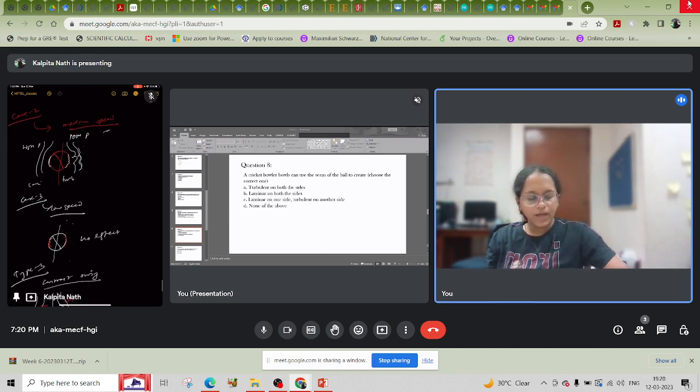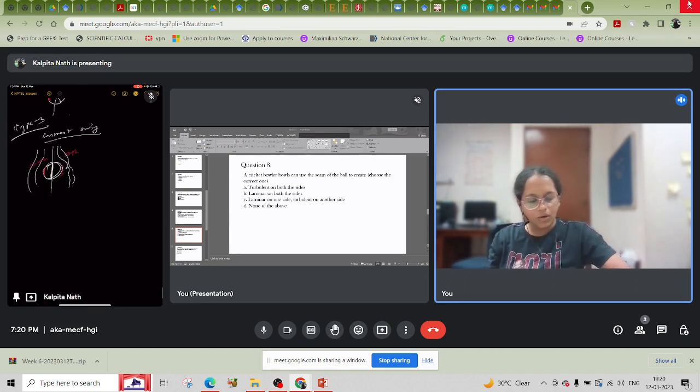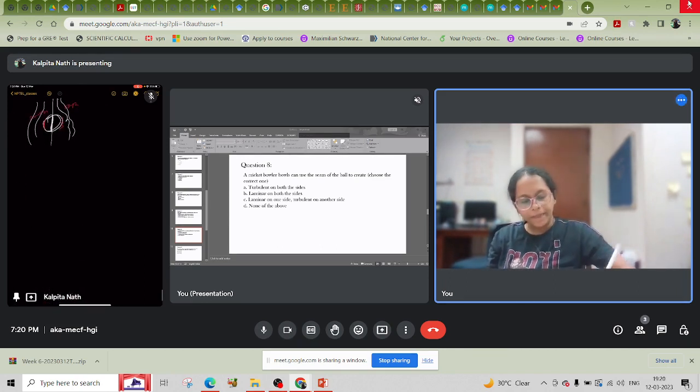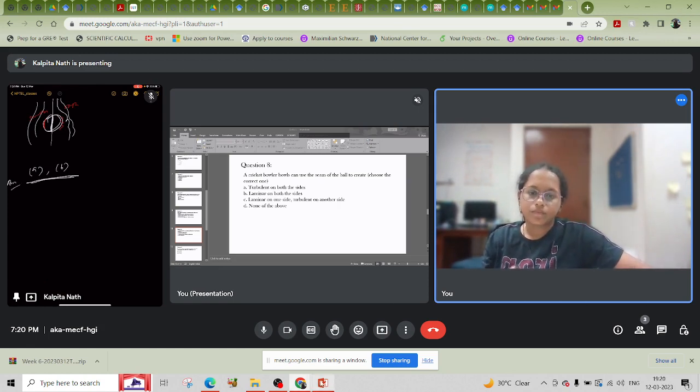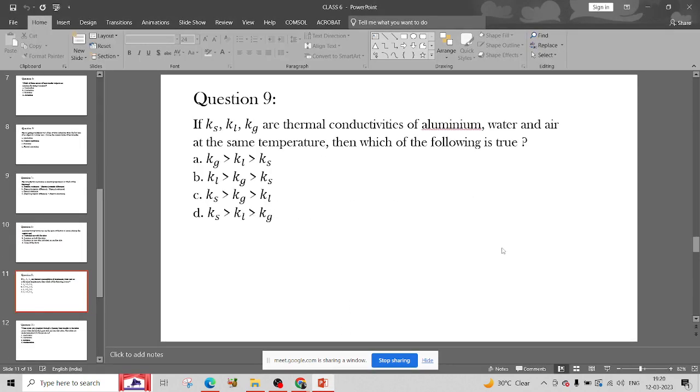Okay, so when the seam effect is there, the flow can be turbulent on one side and laminar on the other, or it can be turbulent on both sides. So what will be the option? Option is A and B. This is the answer. Let us proceed to the next question.